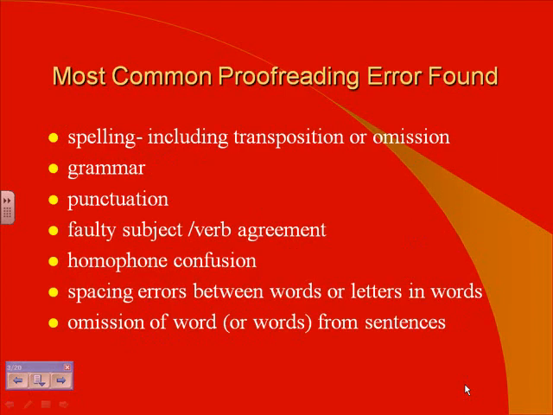The most common proofreading errors found are spelling, including transposition or omission, grammar, punctuation, faulty subject-verb agreement, homophone confusion, spacing errors between words or letters in words, or omission of a word or words from sentences.